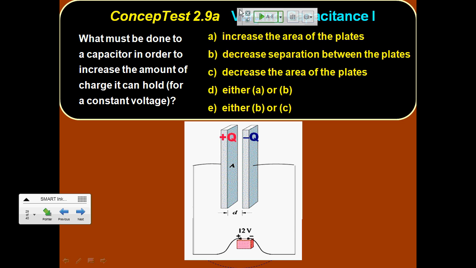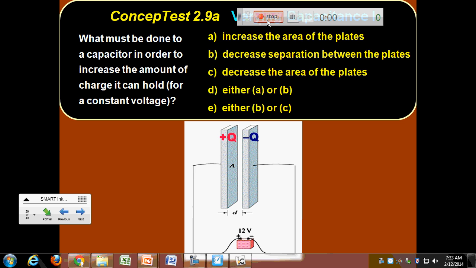What must be done in a capacitor to increase the amount of charge it can hold for a given voltage? How can I increase the amount of charge it can hold? And we have these two geometric quantities, the area and the separation. Wonderful.